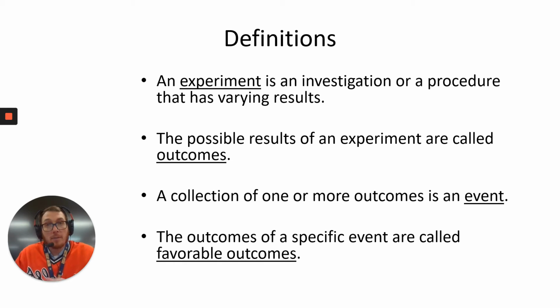A collection of all of them is the event. So the event would be play one game of rock, paper, scissors. And then the favorable outcomes would be the ones that match up with what you're trying to say. So if I want to say find the favorable outcomes of getting a tie in rock, paper, scissors, it would be both rock, both paper, or both scissors.